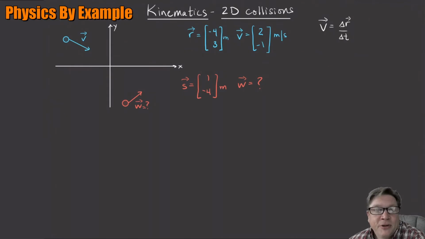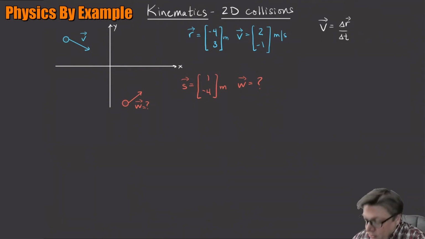I want to fire some projectile that'll intercept the thing. So what I want to know is, what is that vector for the projectile? How am I going to intercept V if I'm sitting down there at S? So this really is a two-dimensional collision. I want to find out at some time where I'm going to collide with this thing.